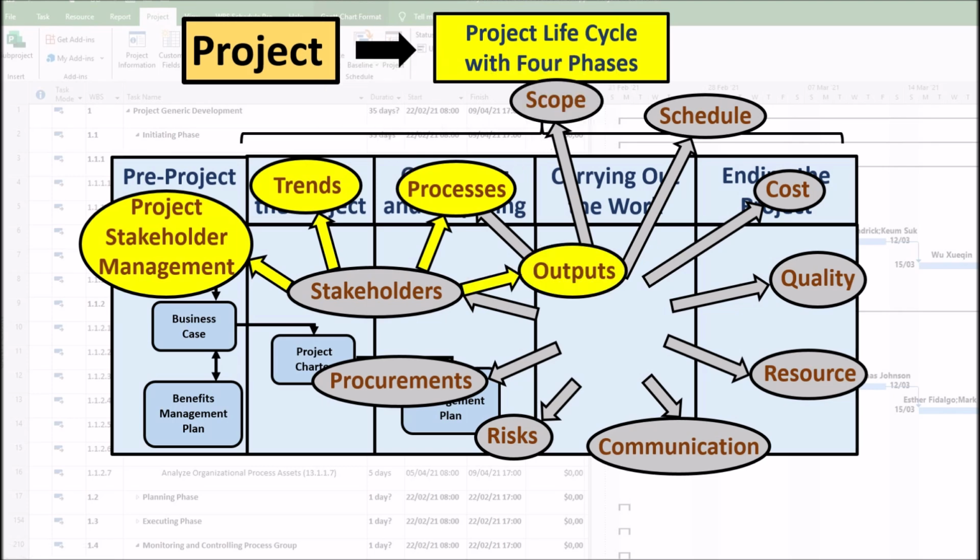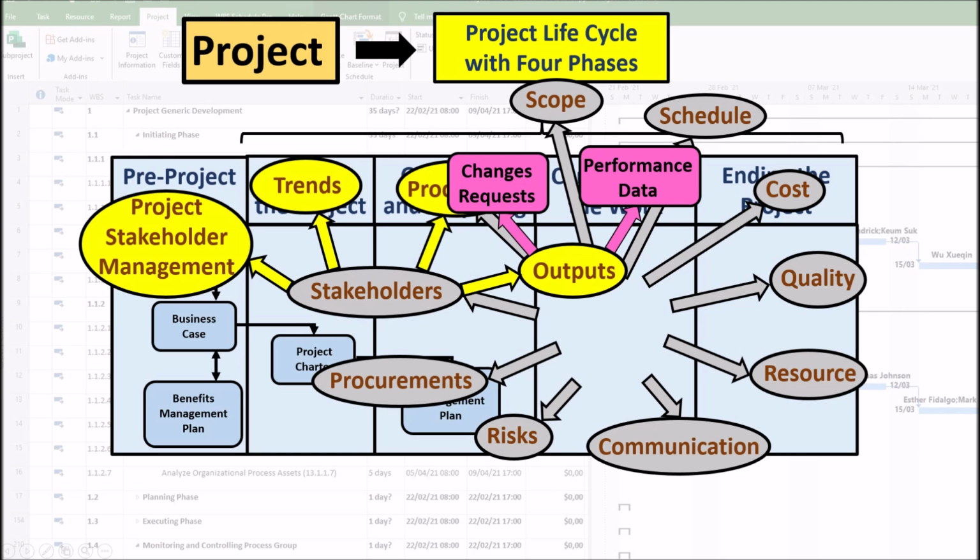Outputs. We have two outputs here. Change requests. One of the outputs in this phase is the updated project scope as a result of a change request originated by the stakeholder engagement management process. Another output here is the corrective and preventive actions to improve the current level of stakeholder engagement.